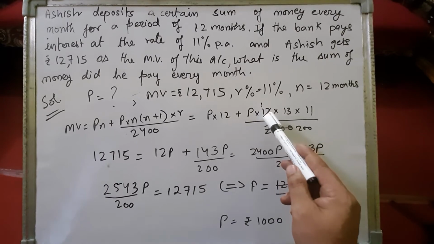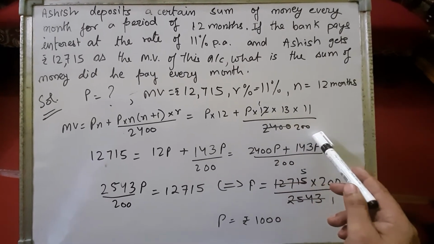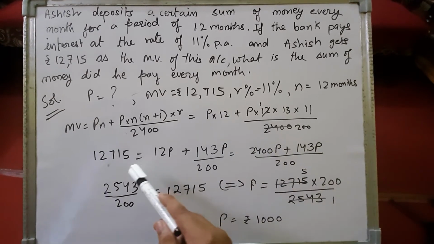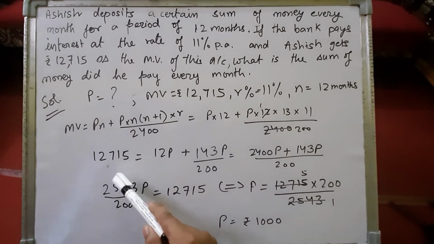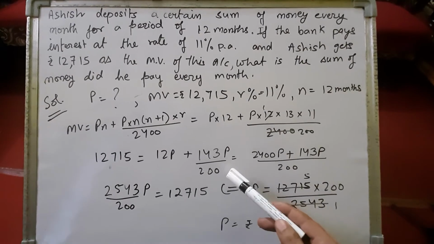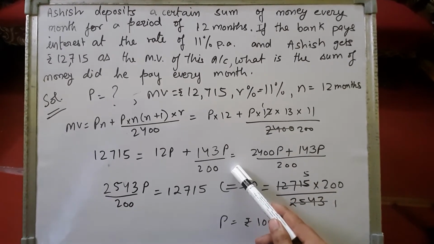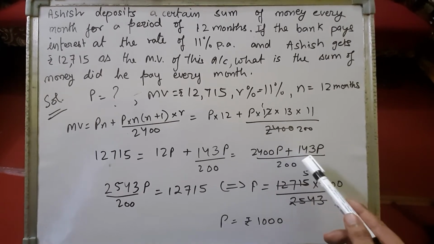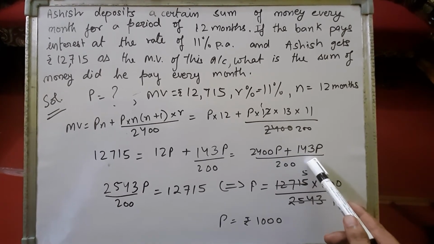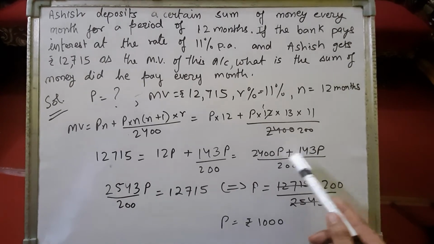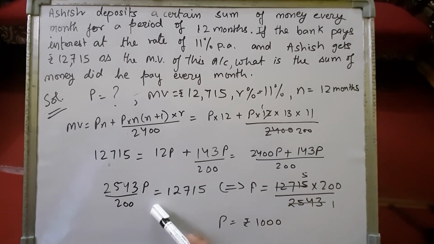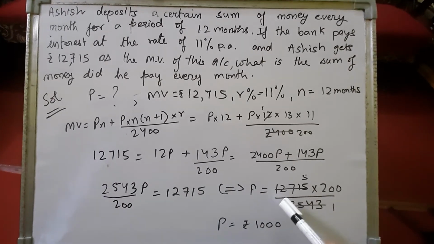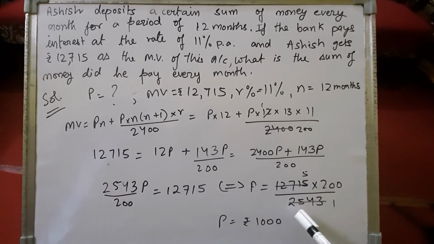When we cancel, what we'll get? 12 ones are 12 and 12 twos are 24, 200 in the denominator. And when we take the LCM, it will become 12,715 equals 12P plus 143P upon 200. When we take the LCM 200, it will become 2400P plus 143P. So the sum of these two will be 2543P upon 200. When we cross multiply, the value of P will be 12,715 into 200 upon 2543.